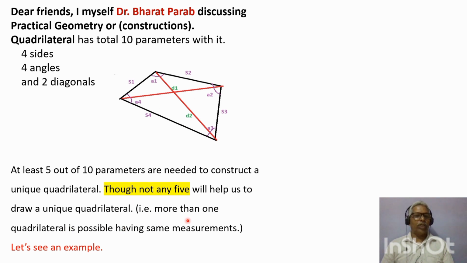That is, if more than one quadrilateral is possible having the same measurements. So let us see an example to clear this. Then you will come to know what this is about.